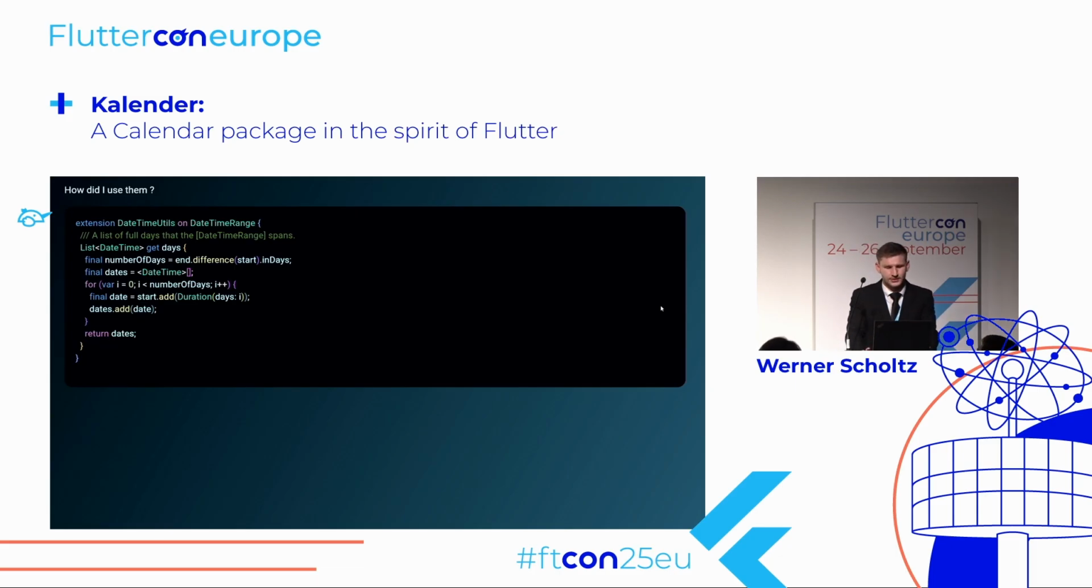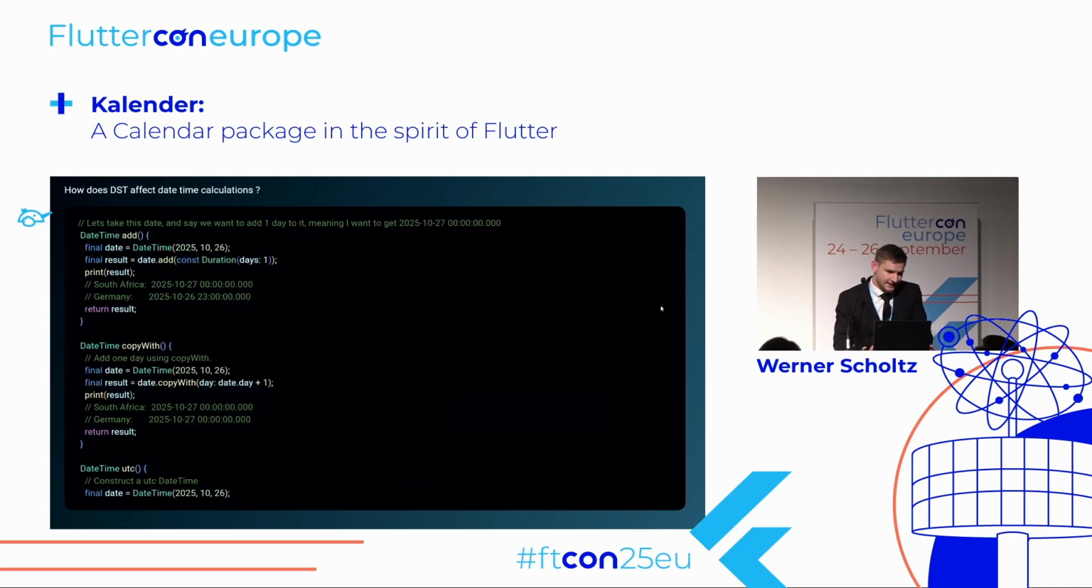Now, some of you might see a possible issue with this implementation. So I was just going to explain the mistake I made and how I fixed it. Basically, let's say I construct a date time for the 26th of October 2025, and I add a duration of 1 day to it. Now, depending on where you are in the world, you will get a different result. In South Africa, we get the 27th, but in Germany, you get the 26th at 11 o'clock.